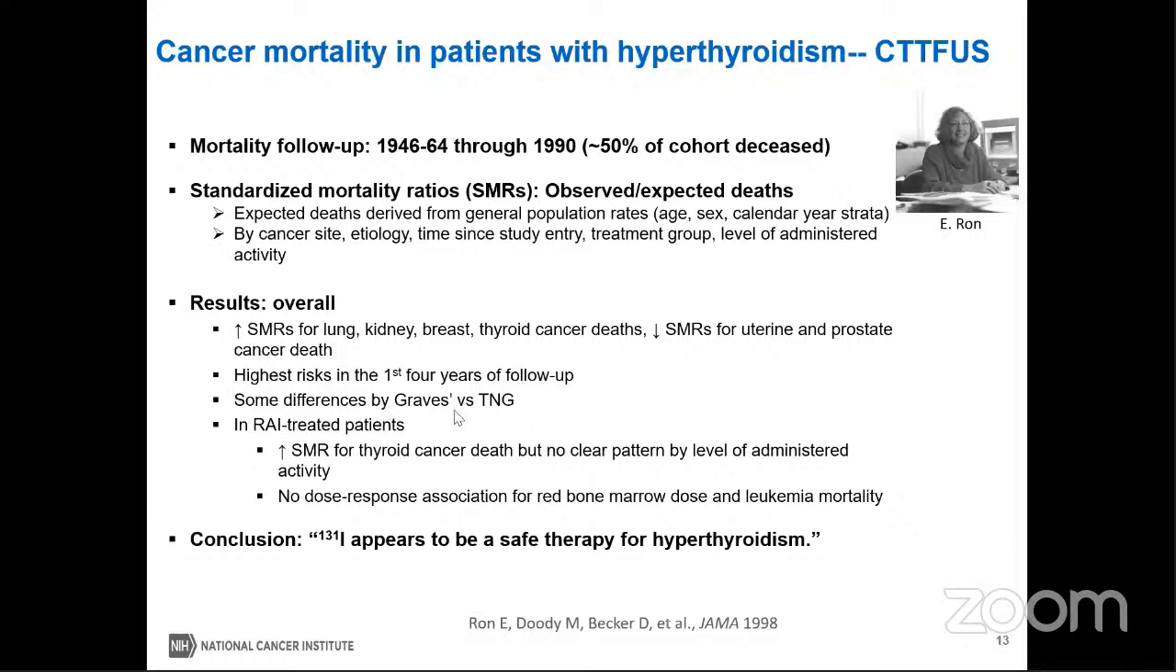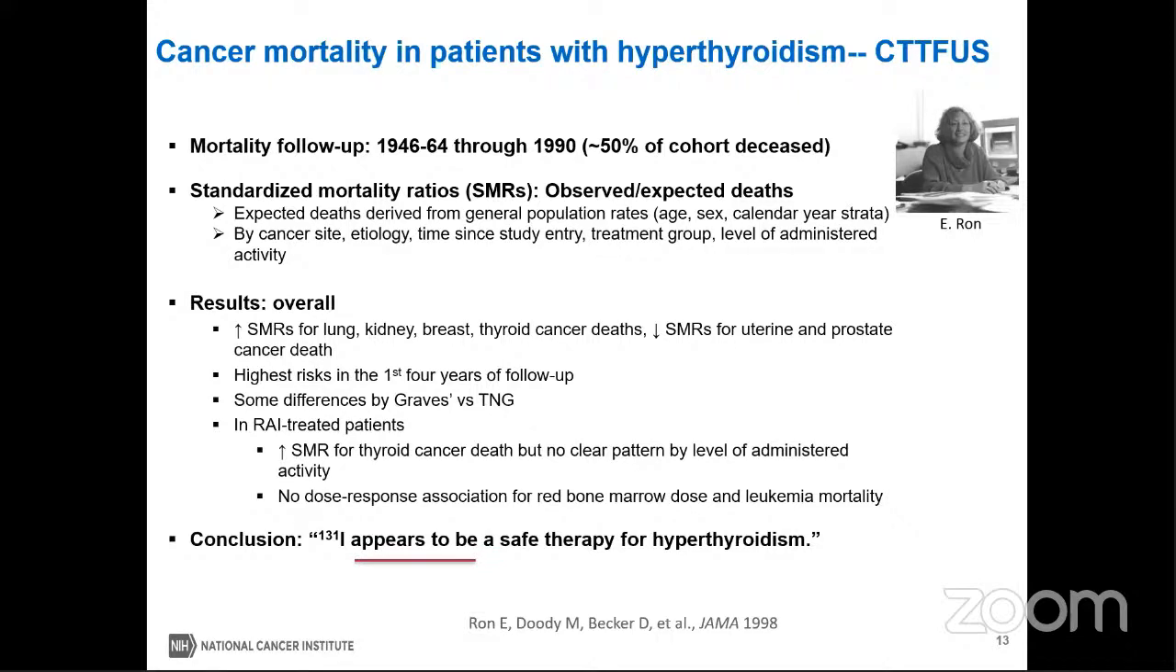There were some differences by type of hyperthyroidism, and they attempted to look at the effects of radioactive iodine treatment in isolation. They calculated SMRs for thyroid cancer death and found higher than expected rates, but they did not find a clear pattern in these SMRs by level of administered activity, suggesting that this was not a treatment effect of the radiation therapy. And while they calculated estimates of organ tissue doses from this therapy, they were based on very crude assumptions, and they only looked at dose response for leukemia mortality using red bone marrow dose estimates. Here they found no association. So they concluded that based on these results, I-131 appears to be a safe therapy for hyperthyroidism.